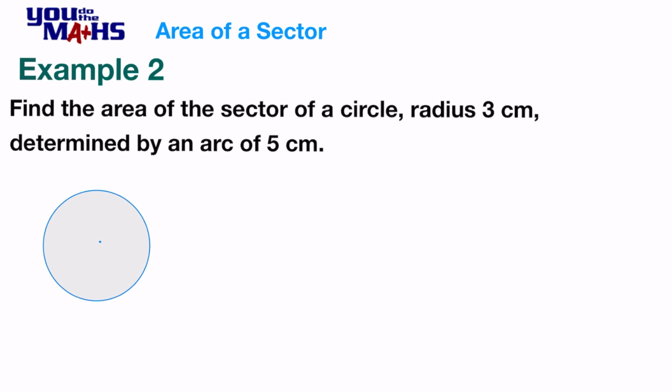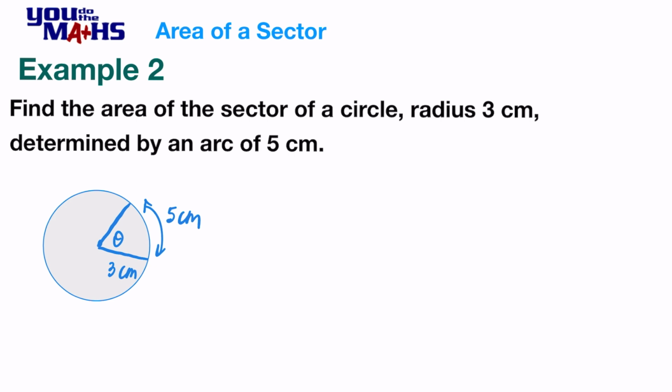As with many solutions, drawing a diagram is often a good way to determine what information you have and what you need. So drawing a sector, we can see that we haven't got the angle inside the sector, so we'll express that as theta. We have got the radius of the circle, that's 3 centimeters, and we have got the arc length, which is 5 centimeters.